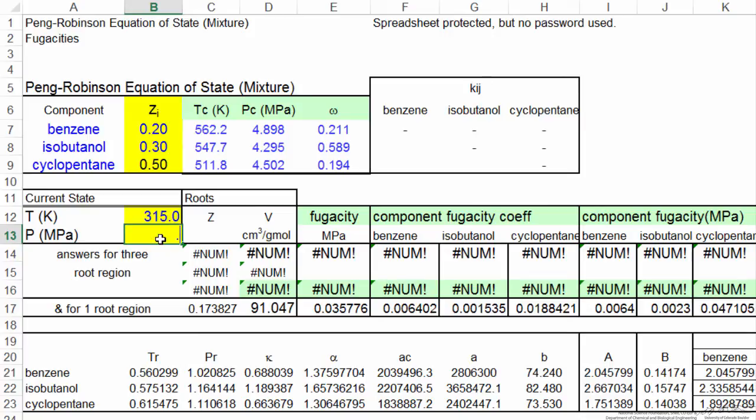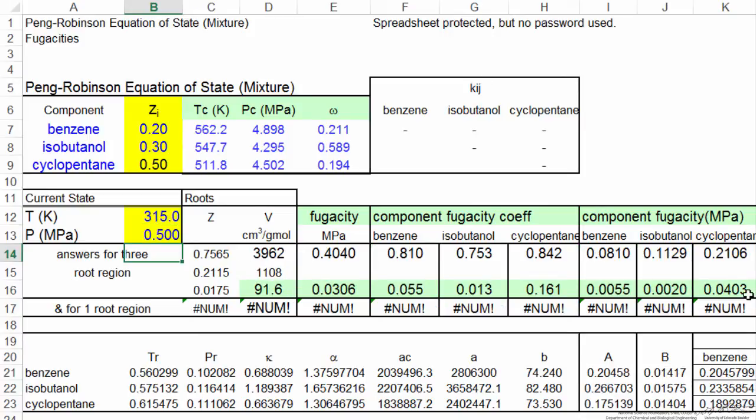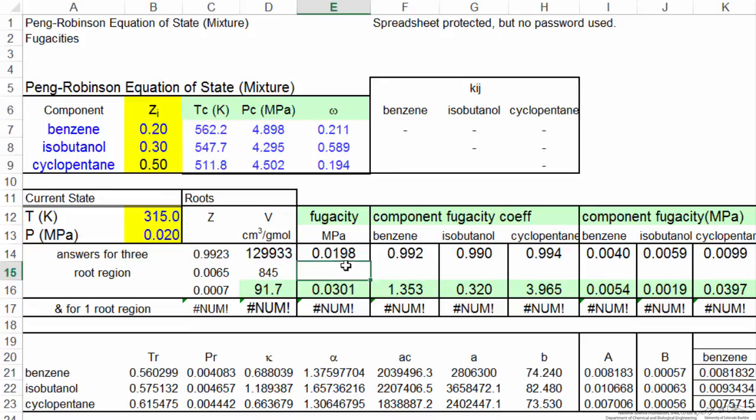And let's go back and look at the idea that we can obtain fugacities from an equation of state. If I were to lower the pressure enough, let's try this. Now we're no longer in the liquid phase region. Notice the fugacity here for the vapor phase, the one with the larger volume, is smaller than for the liquid phase. So this is the stable phase now.